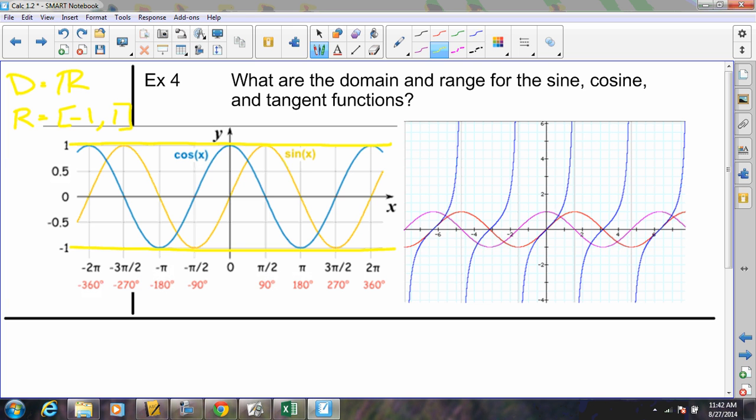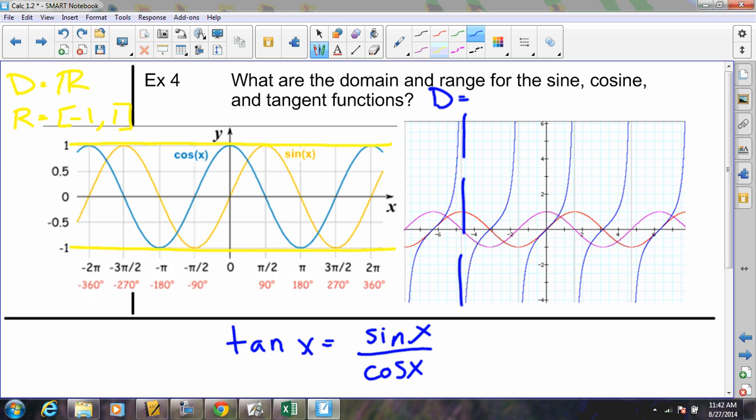What about tangent? What is the domain of the tangent on this right-hand side? It's done in blue. Okay. But we don't have all reals, though. Yeah, we do have asymptotes here. Do you remember where the asymptotes come from? Zeros of, specifically, tangent, you should remember, is sine over cosine. So anywhere that cosine is equal to 0 is going to present a problem.